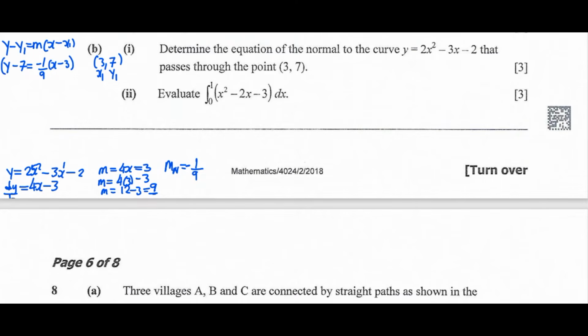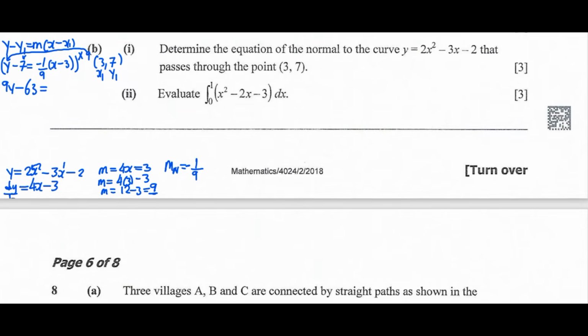Now, for me to have some space, first we are going to get rid of the fraction, so we multiply by our denominator 9. So this 9 will first multiply y and 7. So 9 times y is 9y. Then 9 times 7, I'm getting 63.